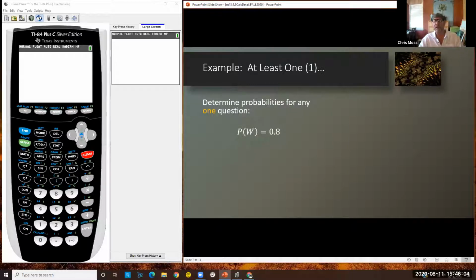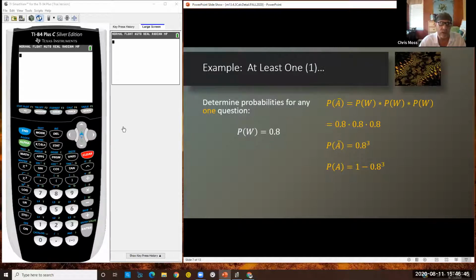What I really need to determine is the probability for any one question. The probability of getting that question wrong any one time is 0.8. 4 out of 5 ways to get a question wrong in this scenario. So, probability of A bar, all wrong, you see it there. Probability of W times the probability of W times the probability of W. 0.8 times 0.8 times 0.8, or 0.8 cubed using our exponential notation. So the probability of getting at least one question correct when you guess is 1 minus 0.8 cubed.